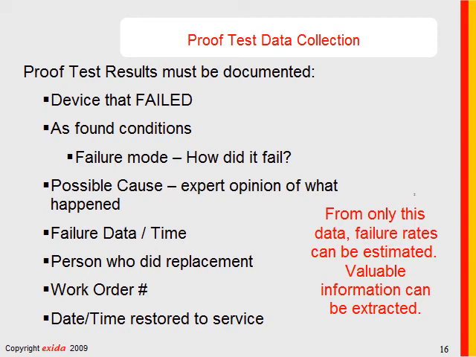This set of data provides all the information we really need to do a good job with extracting valuable data from proof test records. But if some of these pieces of information are missing, we'll have to work a little harder at extracting useful information.